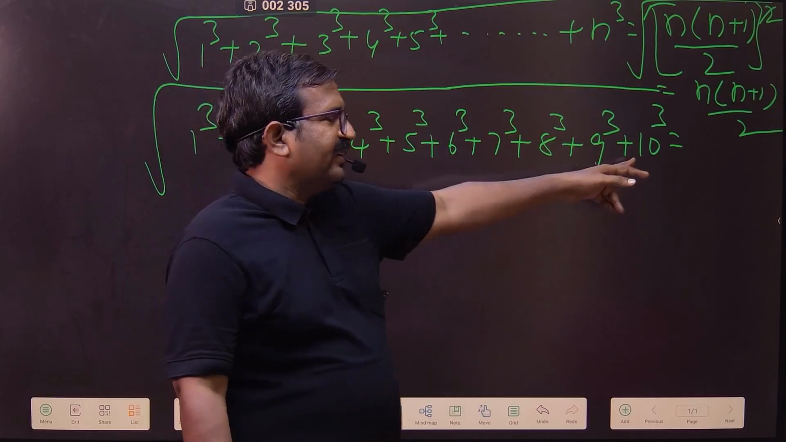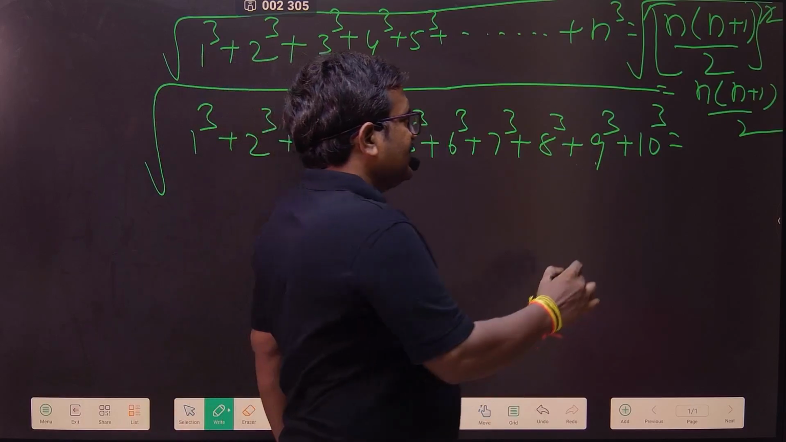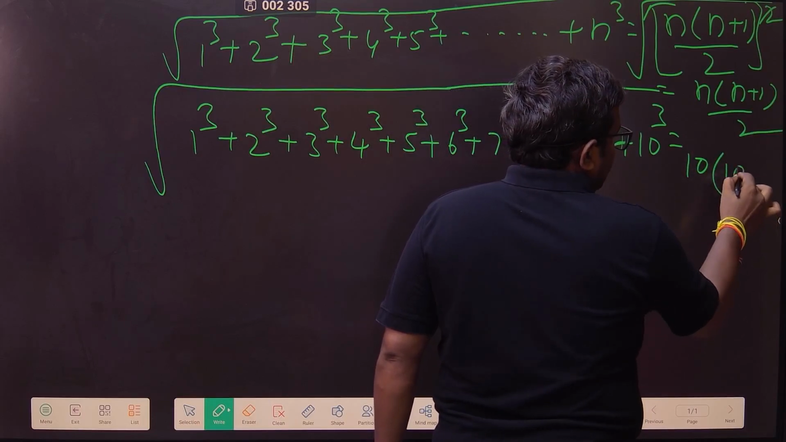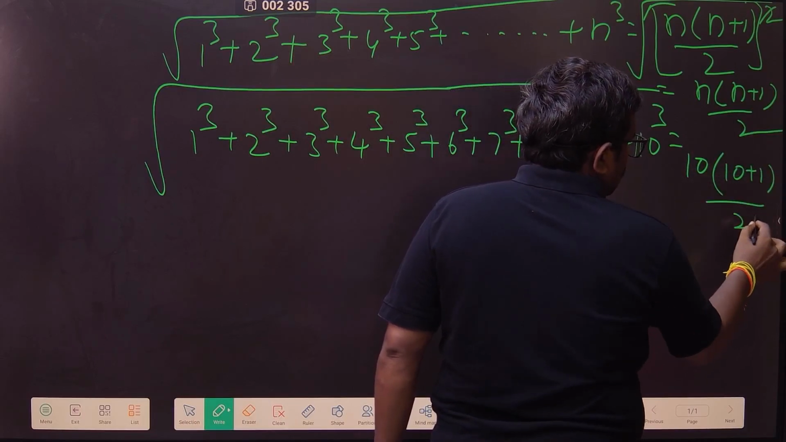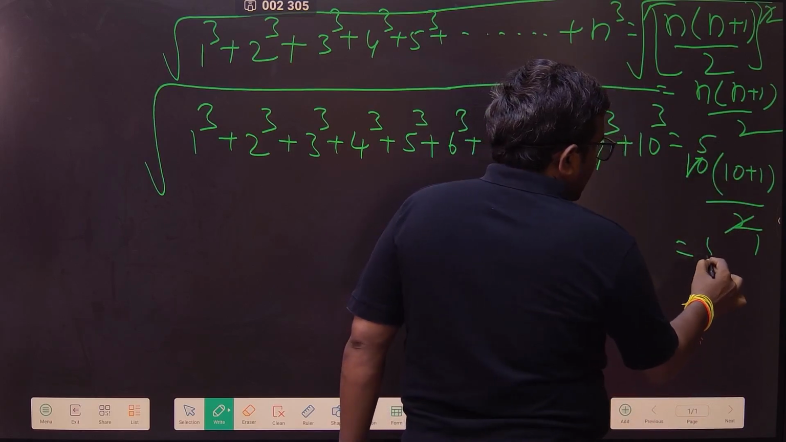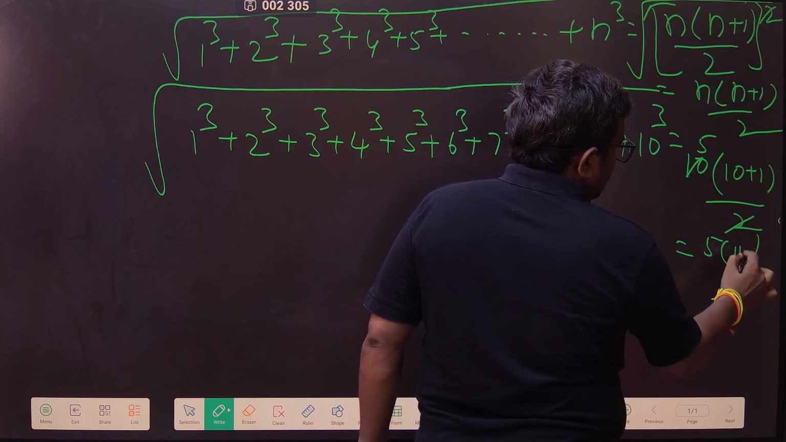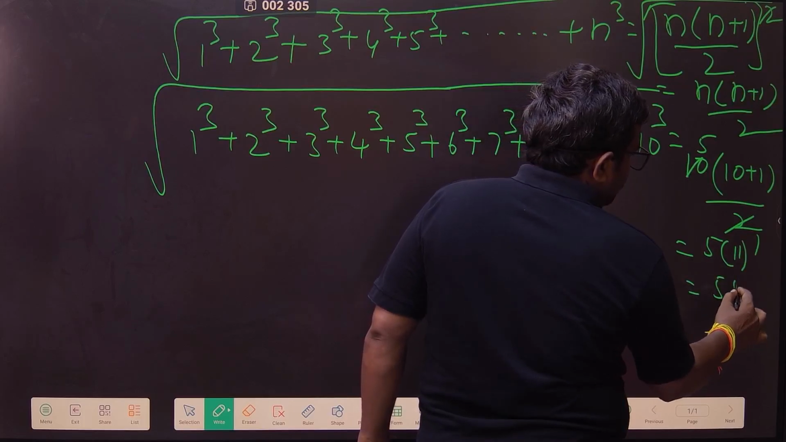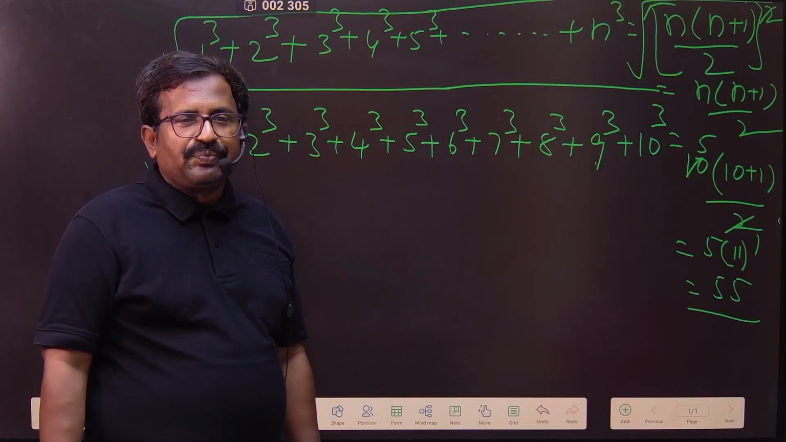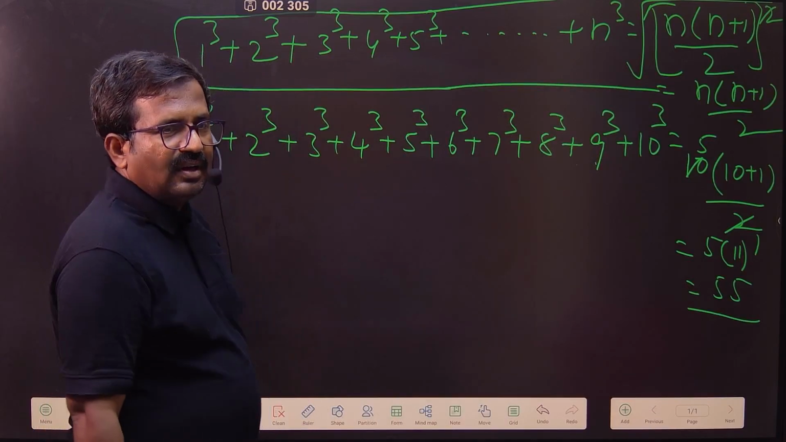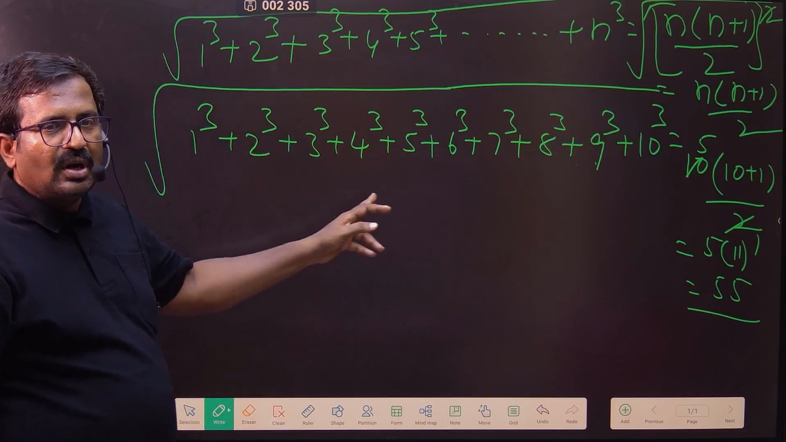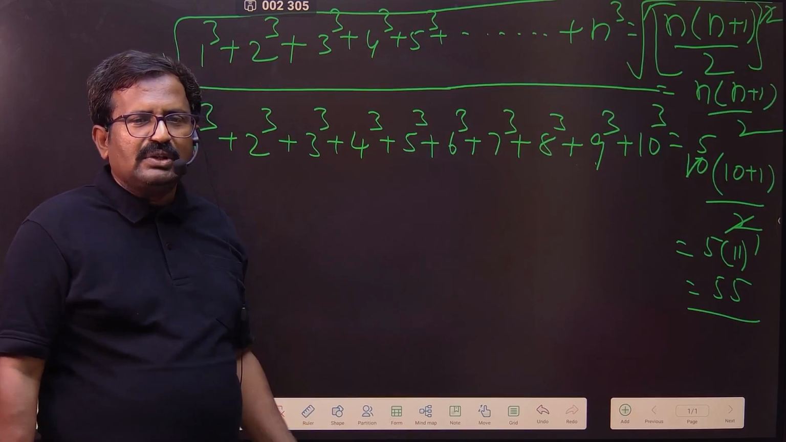Here n is 10. Then the answer is 10 into 10 plus 1 by 2. 2 ones are 2, 2 fives are 10. It is 5 into 11 equal to 55. Square root of 1 cube plus 2 cube plus so on till 10 cube equal to 55.